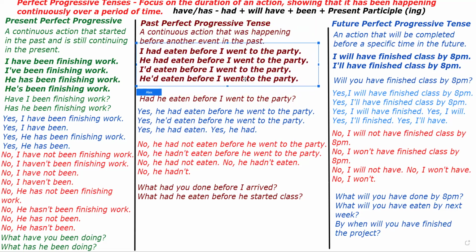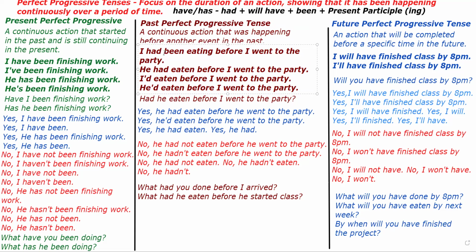So for example, he had been waiting for an hour before the bus finally arrived. Okay, good. Let's do the same example here. I had been eating before I went to the party. So you see, that's the only thing we're going to change there. I had been eating before I went to the party.